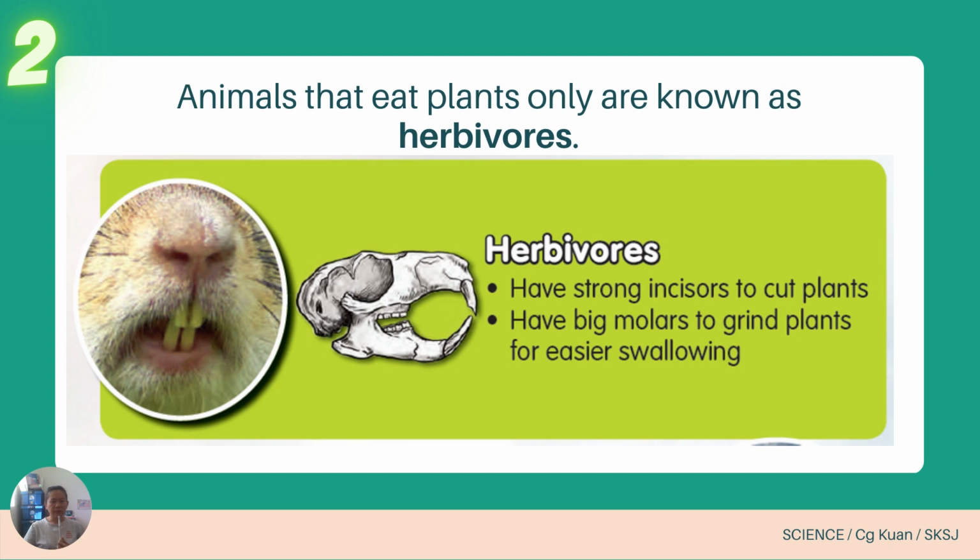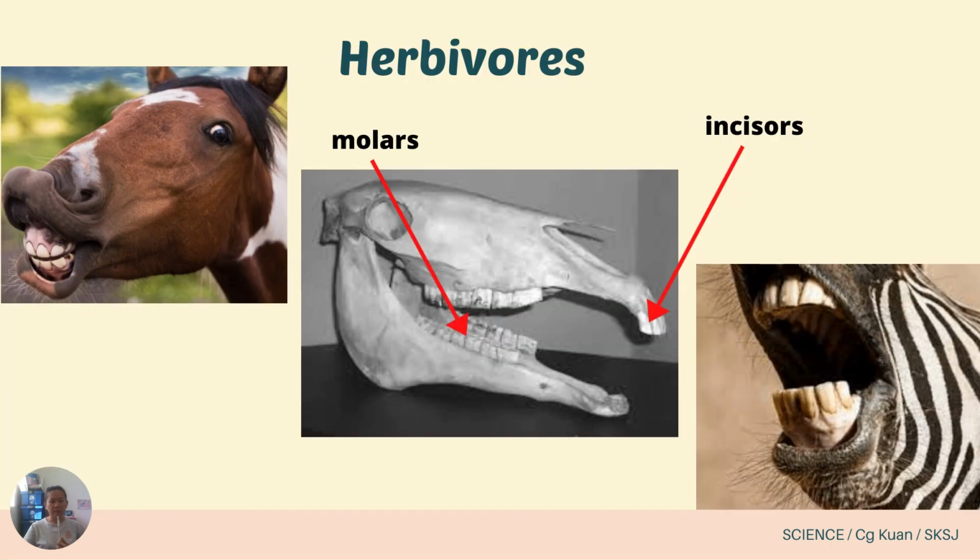Number 2, herbivores. Herbivores are animals that eat plants only. Herbivores have strong incisors to cut plants. They have big molars to grind plants for easier swallowing. Examples of herbivores: horses and zebras.